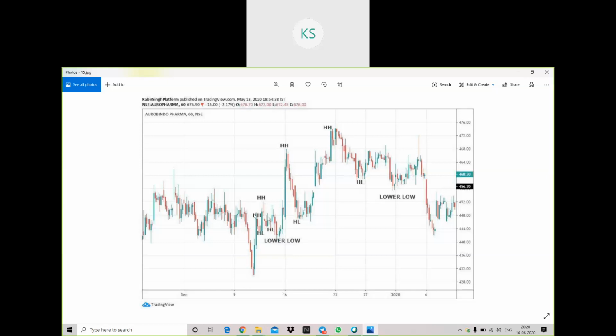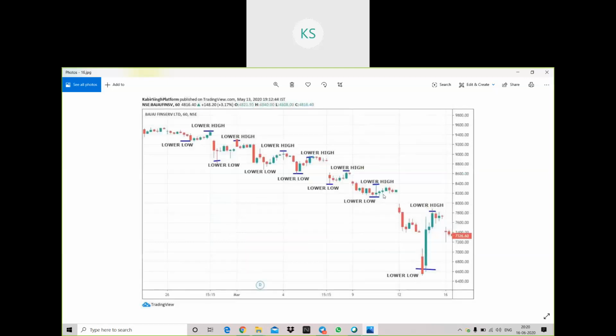If you have entered somewhere here and you see the stock was moving up, when this lower low is made, you will exit from this. In a similar way, if you have again entered when this high was broken, and you see this lower low is made, you will exit from this. Now, the same thing, we have a different concept for the downward trend.